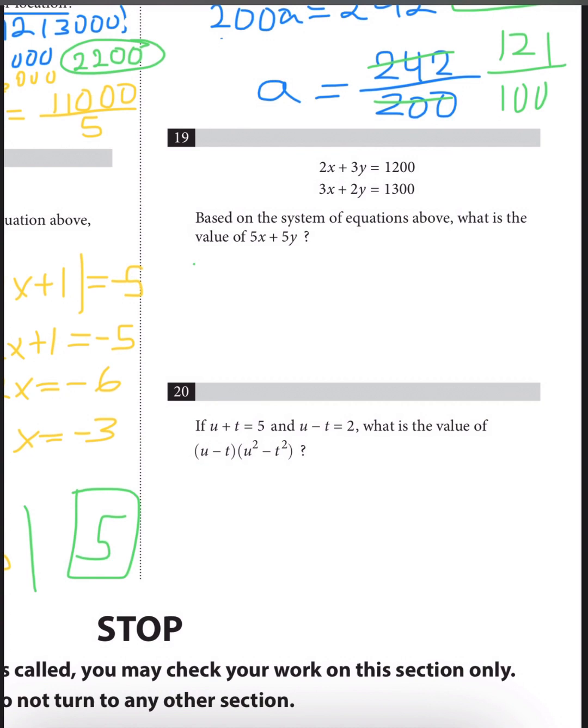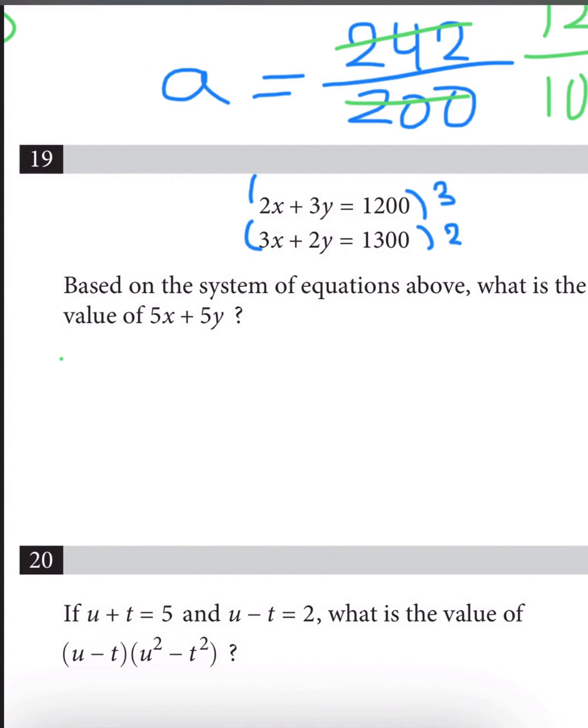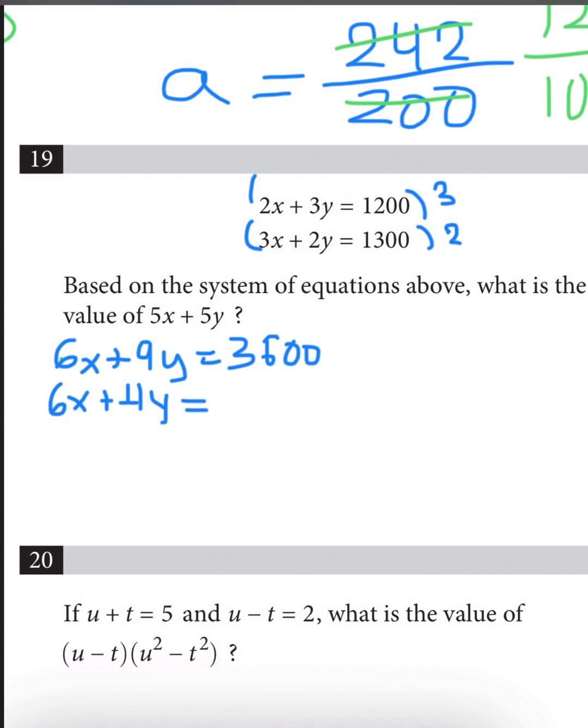Based on the system of equations above, what is the value of 5x plus 5y? So here we have to do a common elimination to find y first, and then we'll plug it in and find x. So we're going to multiply the bottom by 2 and the top by 3. Let's do that. So 6x plus 9y equals 3600, and 6x plus 4y equals 2600.